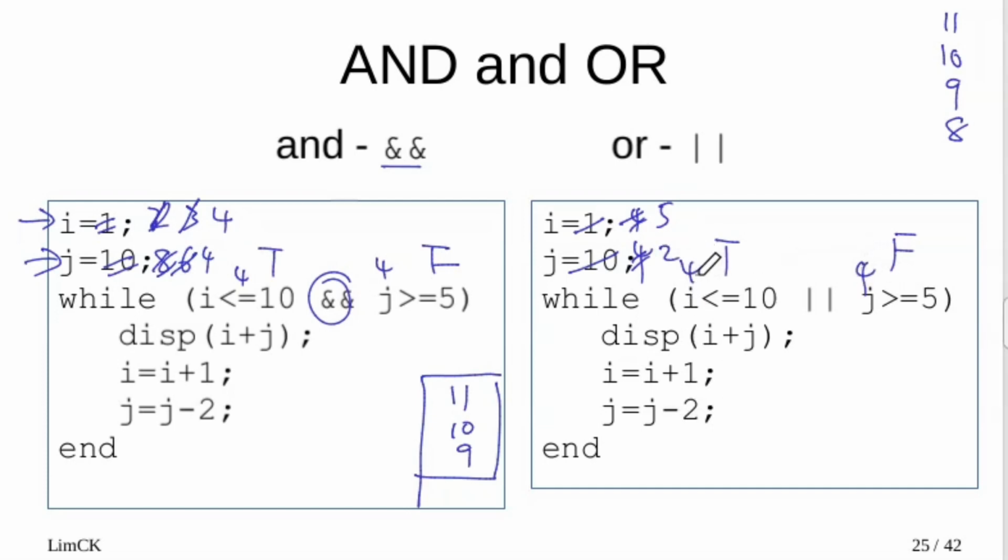Then you get 5 here, 2 here, right? 5 and 2 will still make this condition true, this condition false, but eventually it is still true. So you get 5 plus 2 here, 7. You will continue to execute this one.